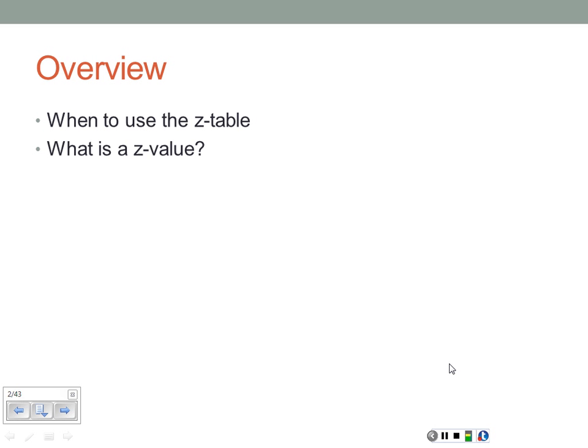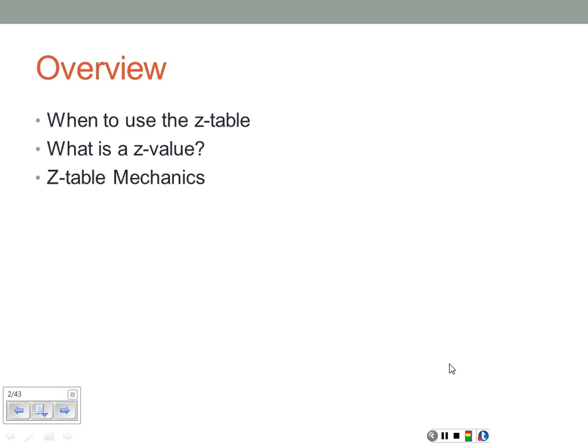We'll talk about what a z-value is. And to be honest, we've kind of already talked about this. I just didn't call it a z-value. When we did the empirical rule and we went plus or minus 1, 2, or 3 standard deviations from the mean, 68, 95, 99.7, those 1, 2, and 3 were z-values. They're the number of standard deviations from the mean. If you're in a population, it's exactly that, the number of standard deviations from the mean. If you're in a bell-shaped sampling distribution, it will be the number of standard errors between the sample mean and the mean of the sample means, which of course is the same as the mean of the population.